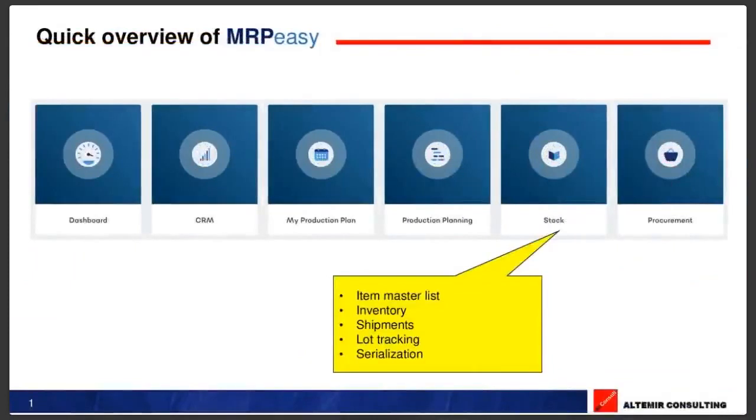There's a stock menu that gives you your master parts list. It's also where you see your inventory, your shipments. It provides you with your lot tracking and serialization of materials and products as well. Incidentally, if you are in medical device manufacturing or food manufacturing or other businesses that require detailed traceability of materials and products for quality control or regulatory compliance reasons, then the functionality in MRPeasy to do that kind of tracking is actually quite excellent.